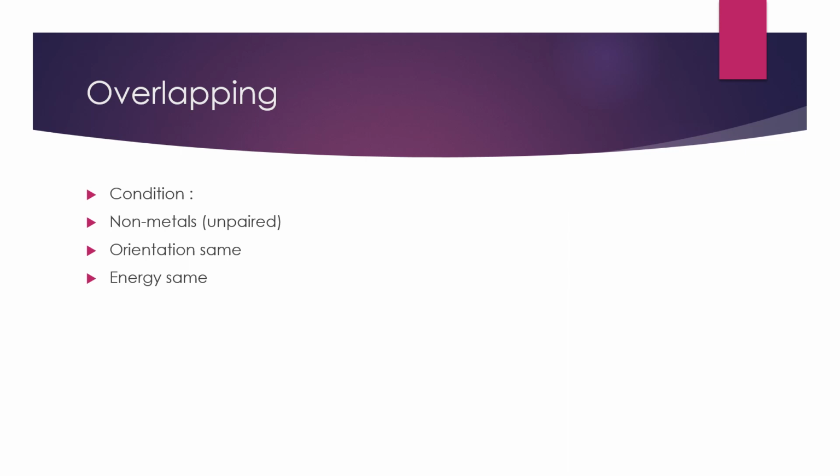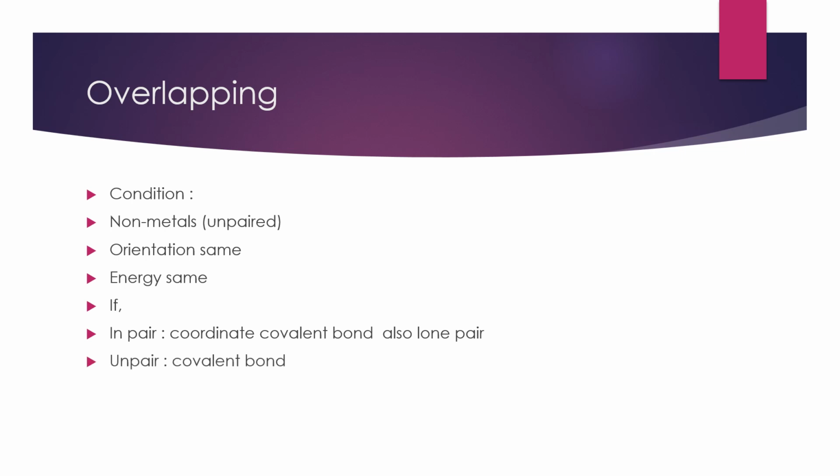Of course, if we are talking about the S shell, the S shell will overlap with the S shell, in order to keep the energy the same. If in pair, it will be a coordinate covalent bond, and also a lone pair. As I told you, if it is unpaired, it will be a covalent bond. Here the coordinate covalent bond is shown by an arrow, while unpaired is shown by a line.